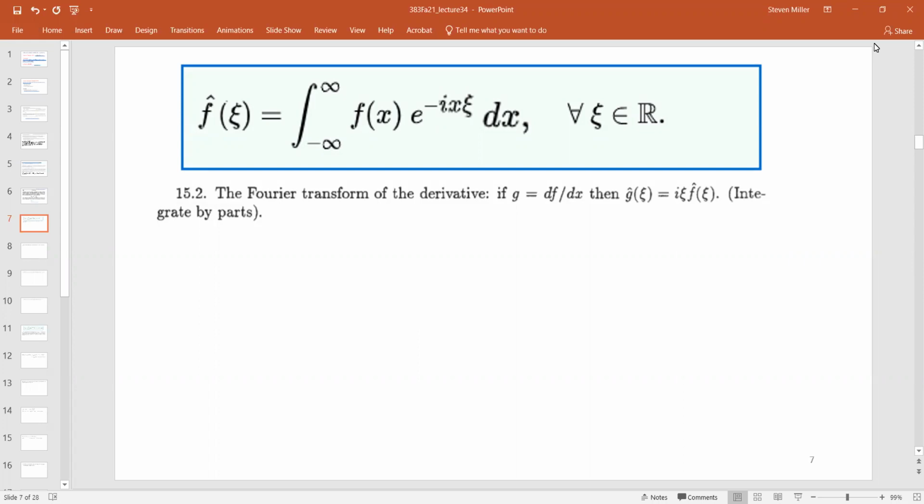And so I want to just go through a bunch of exercises. These are all pretty standard. The Fourier transform of the derivative. So if g is the derivative of f, then the Fourier transform g hat of c is i c f hat of c.